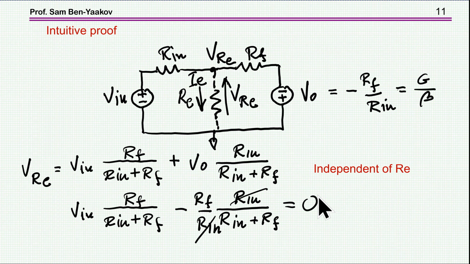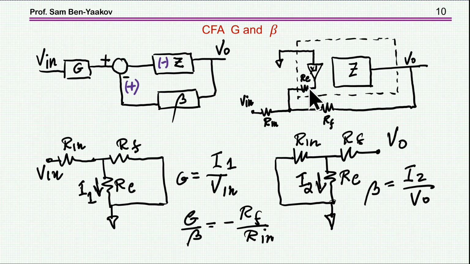And here it is. Let's assume that indeed the output is RF over Rin. Let's assume that this is the case, which means that this is actually G over beta. So let's find the voltage here, and I'm at this point removing RE. This is RE here.